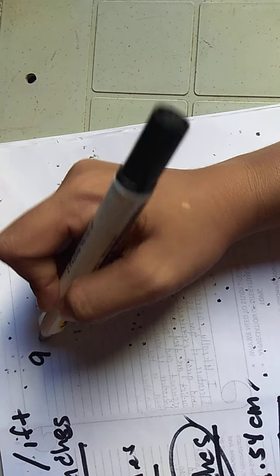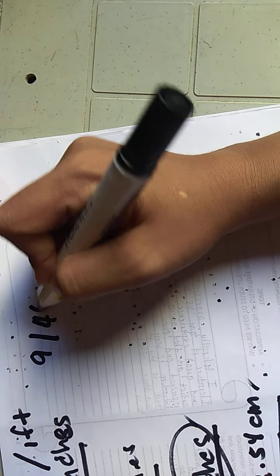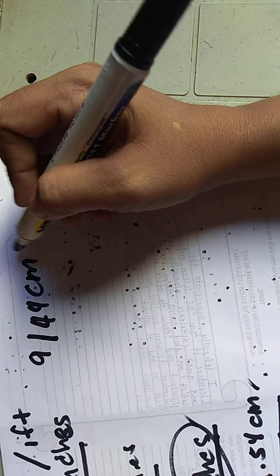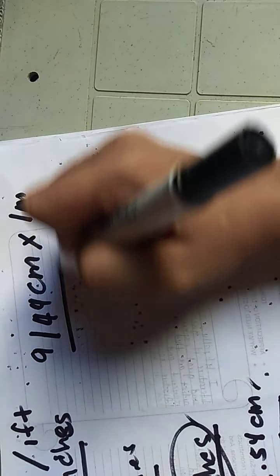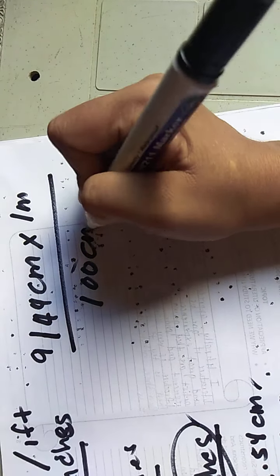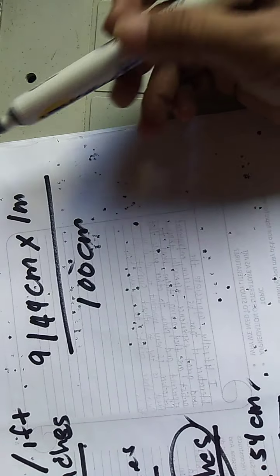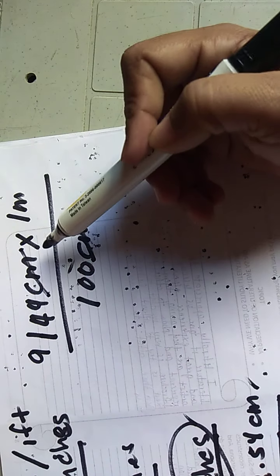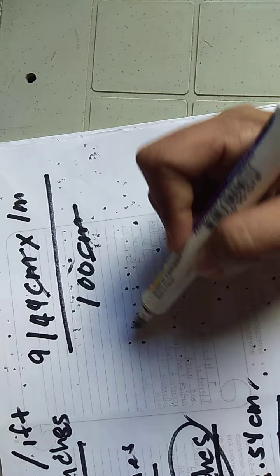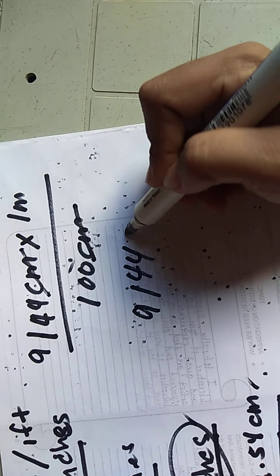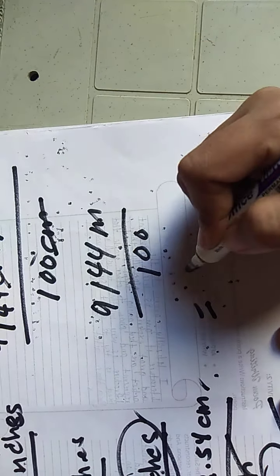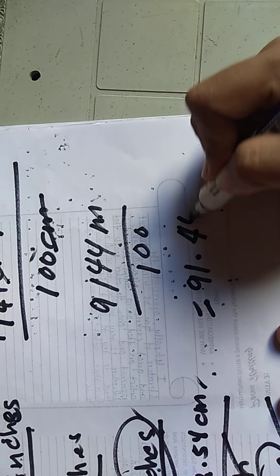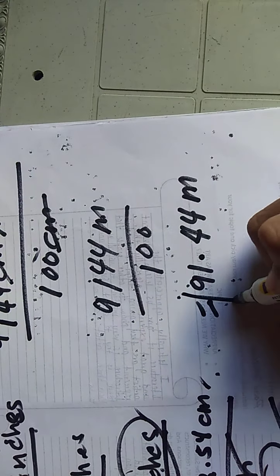So, we have here 9,144 centimeter. Okay? To be multiplied by 1 meter. And then, divide by 100 centimeter. So, according to the rules of conversion, we have to cancel the same unit. 9,144 multiplied by 1 is 9,144 meter divided by 100, and the answer is 91.44 meter. Okay.